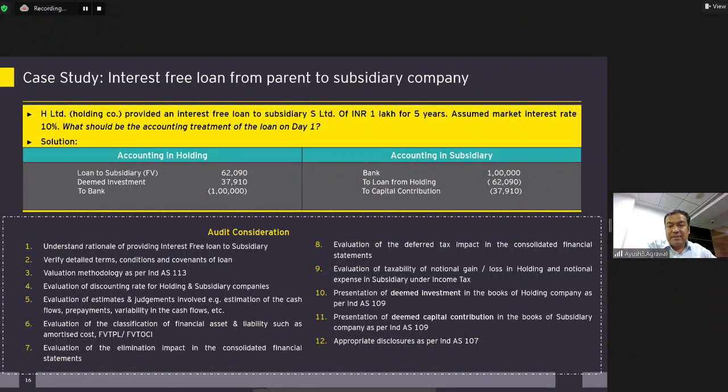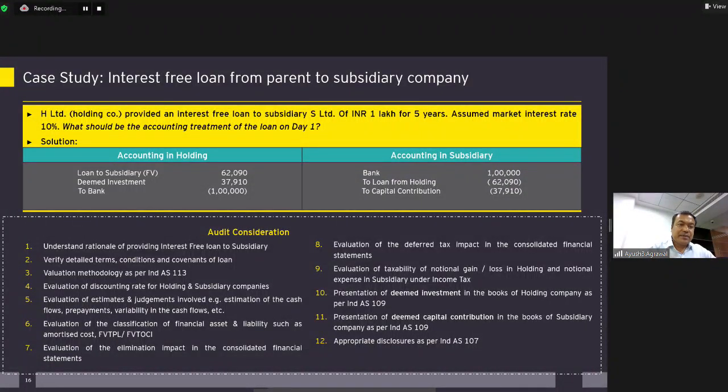The subsidiary company will do a fair value accounting of loan from holding company of 62,000 rupees. And the benefit which subsidiary company received of 37,000 rupees will be a kind of a capital contribution which will be disclosed as part of equity, overall equity of subsidiary. It will be a separate component of equity when the company will disclose their statement of changes in equity. So that is the accounting which a subsidiary company will do.